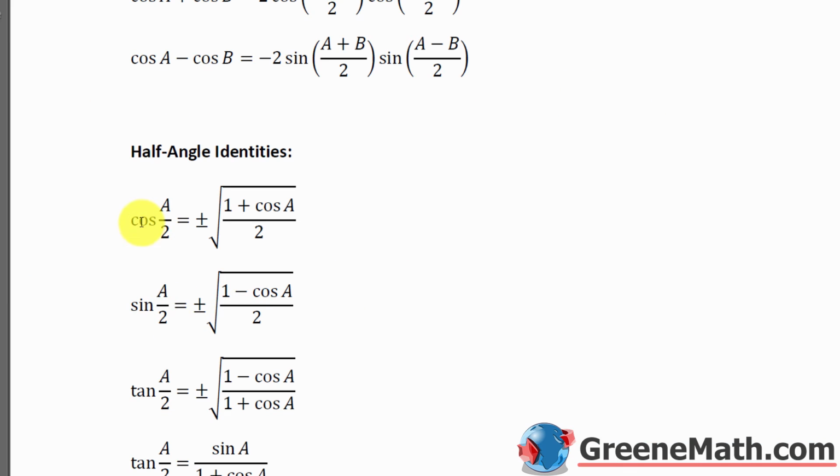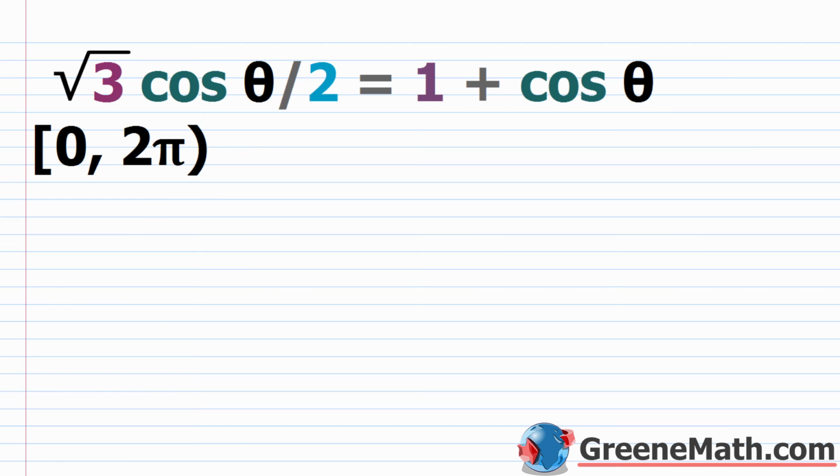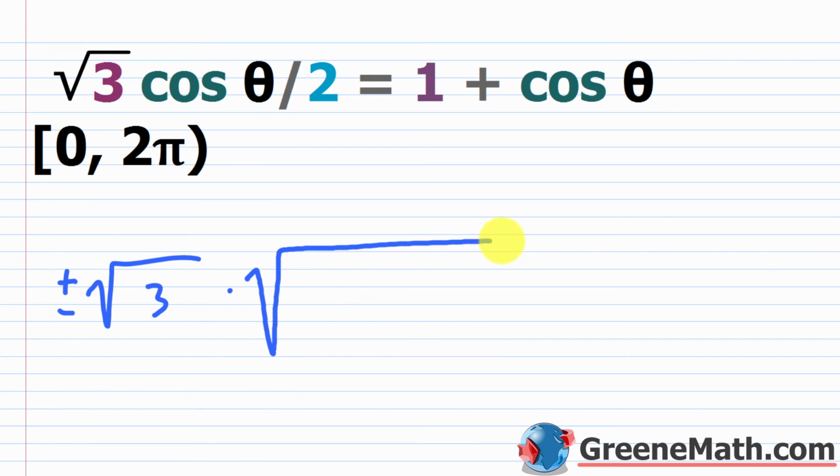So we come back here. Now, cosine of theta over 2 is plus or minus the square root of 1 plus the cosine of theta over 2. So let's just make a little substitution here. I'll say the square root of 3, and I'll put the plus or minus out in front of here, then times my square root of 1 plus the cosine of theta. Remember, if it's sine, then it's minus. If it's cosine, it's plus. And then this is over 2.